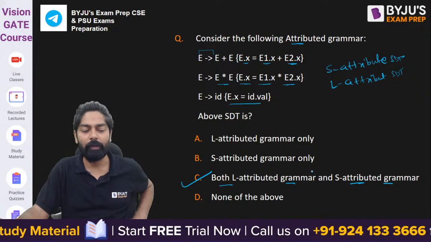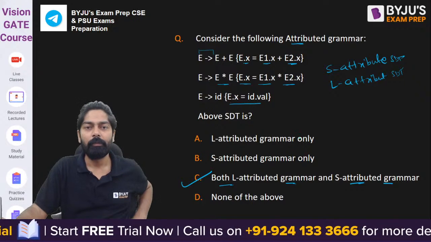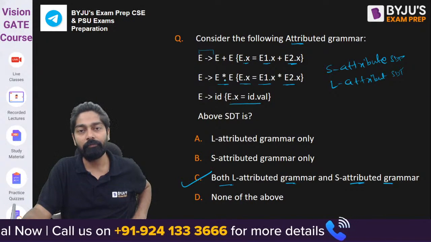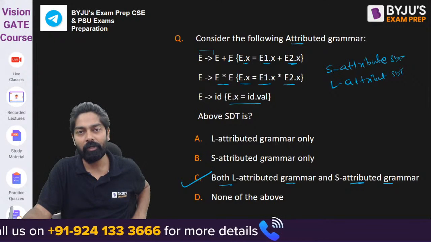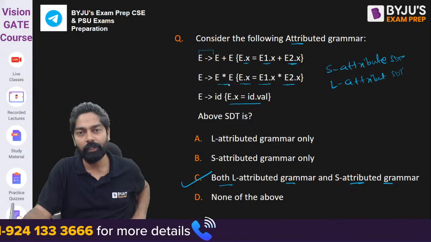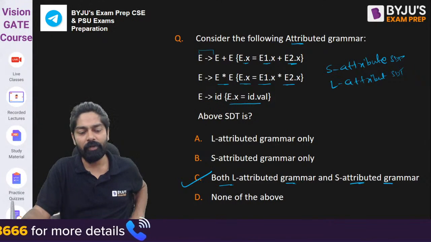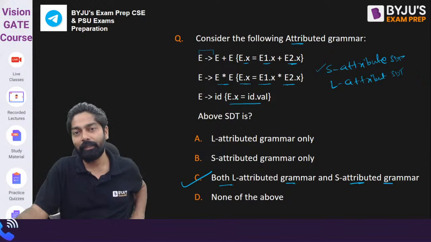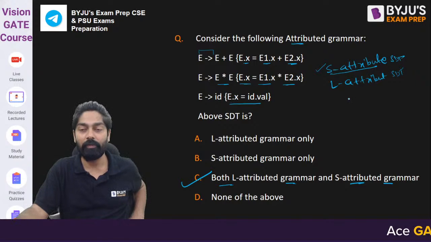Both L attributed grammar and S attributed grammar. Because see clearly here, parent value in terms of their children. Here also, parent value in terms of their children. Are you getting my point? Parent value in terms of their children. Fine. Here also parent value in terms of their children. And my dear friend, it is nothing but synthesized. So it is S attribute SDT, and if it is S attribute, it is L attribute also.